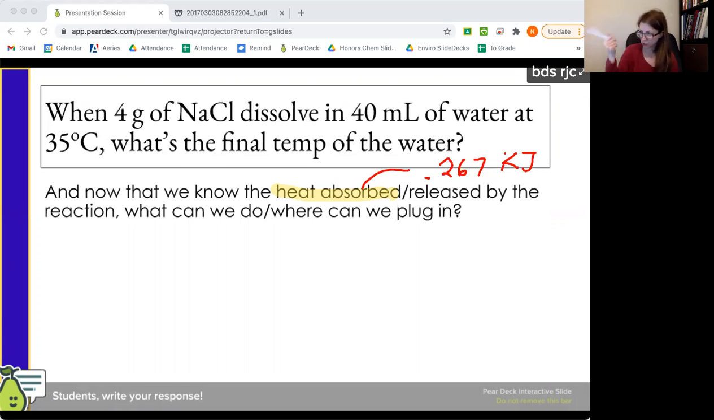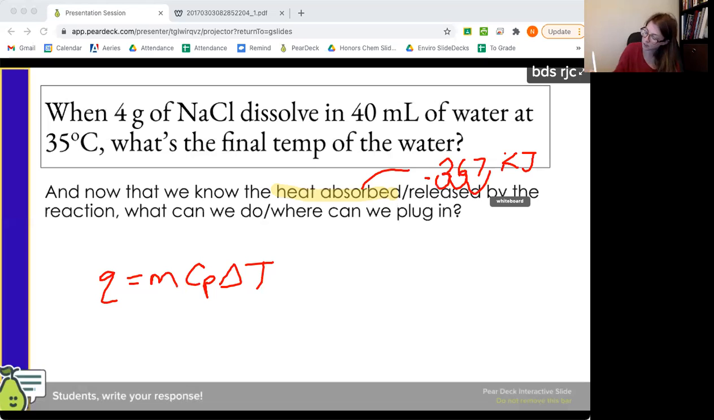One thing you need to remember, and shout out to the person who wrote this in the pair deck: when we do Q equals MCP delta T, which is for the water, not for the reaction, the Q is always in joules. So we're actually going to move the decimal to the right 3 times. So that's in joules, and we can plug in 267. That's how much heat the water is releasing.